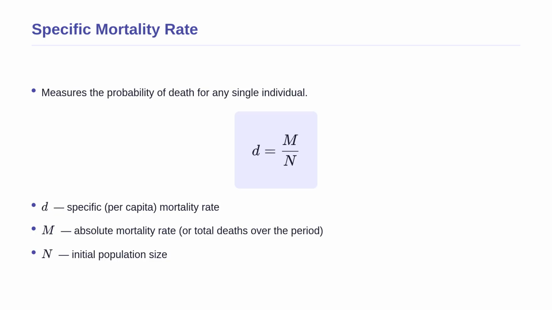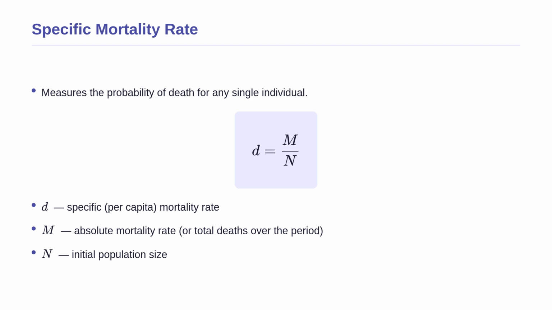Just like with natality, knowing the total number of deaths is not enough. We need to know the impact on the individual. This brings us to the specific mortality rate. Conceptually, this formula tells us the probability of death for any single individual in the population. The lowercase d represents this specific or per capita mortality rate.